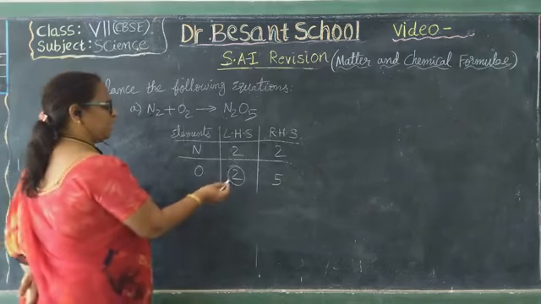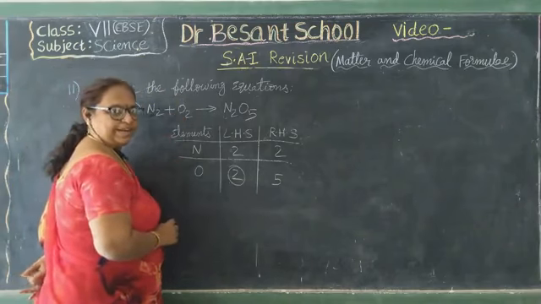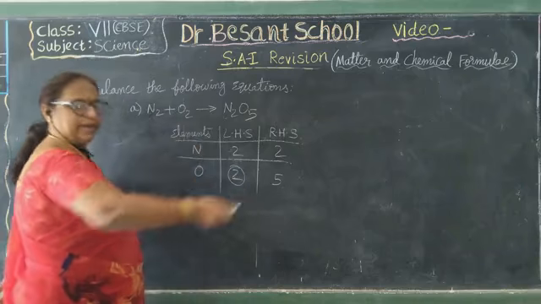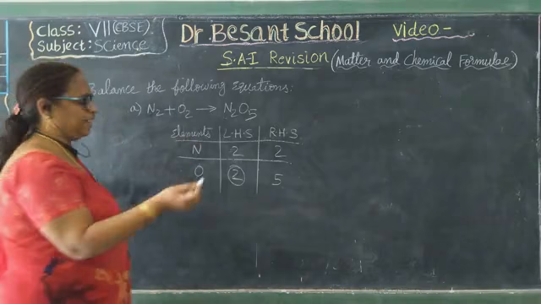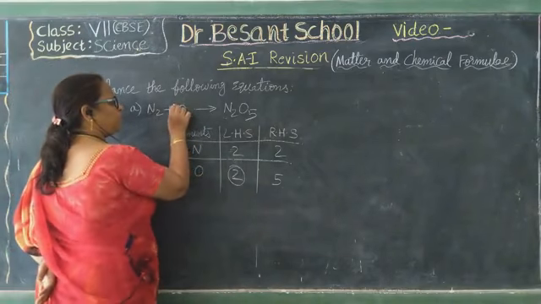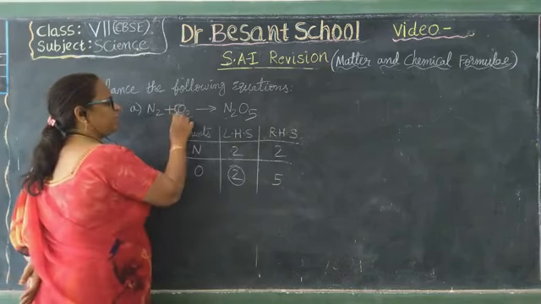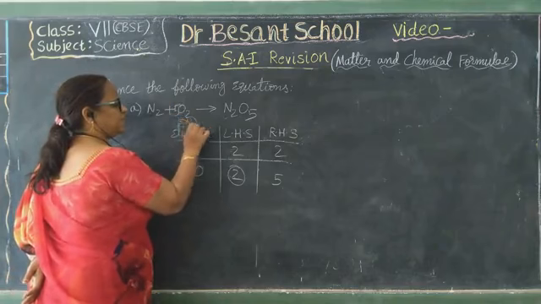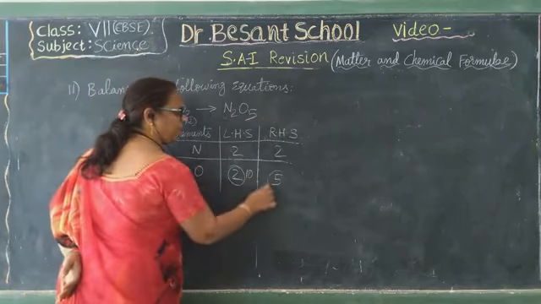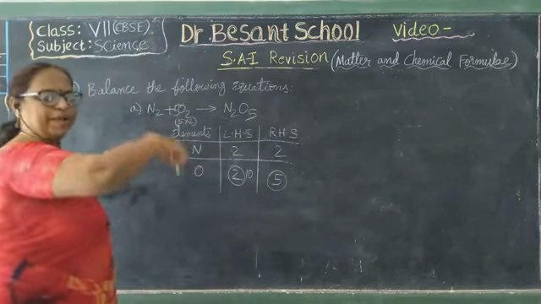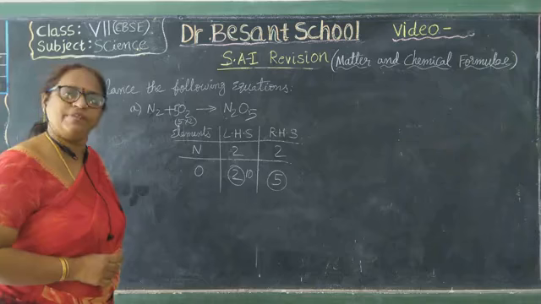So what we will do, let us take the LCM of 2 and 5. What is the LCM of 2 and 5? 10. To make this 2, 10, we should multiply with which number? As 5. 2 fives are 10. So keep 5 before O2. Then 5 into 2, how much? 10. So this oxygen atoms became 10. But here only 5 are there. This 5 also should become 10. We should multiply with which number? Yes, we should multiply with 2.